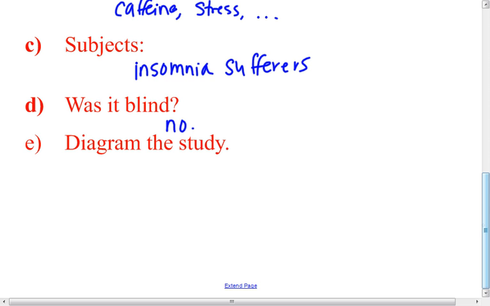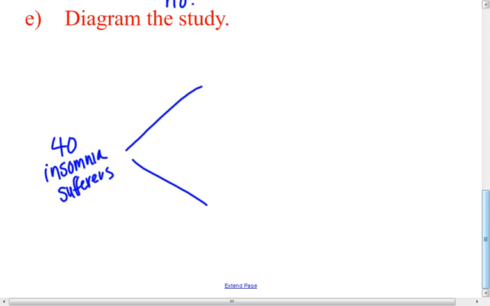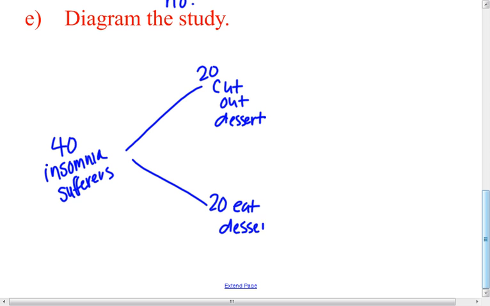These people knew exactly which group that they were going into, so no, this was not a blind study. And if we were to diagram it, it would look something like this. So I start with 40 insomnia sufferers. And I randomly assign, and I take 20 that have to cut out dessert. And then I take 20 of those who eat dessert still. And then in this group, half of them, so 10 in here, have exercise. And half of them don't have exercise.